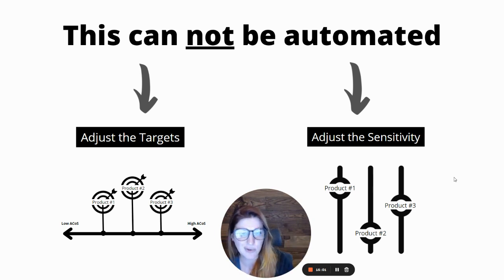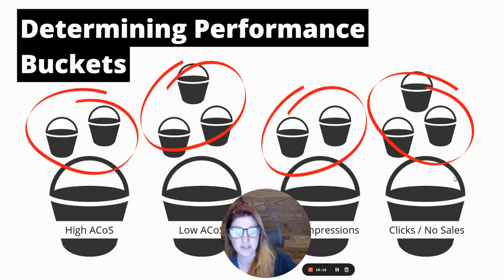When you hear people saying you can't fully rely on automations and we need to have human oversight, this is the human oversight that they're talking about. What targets are we going after, and then what's the sensitivity on these targets, right?